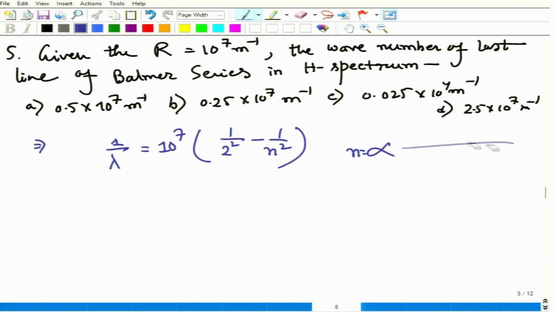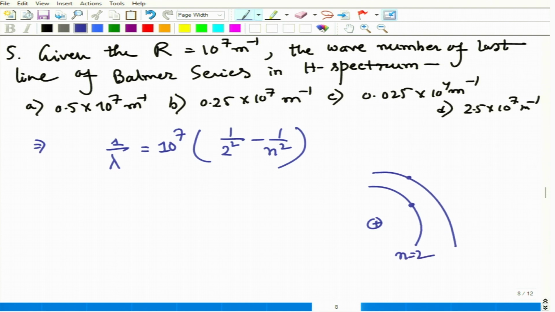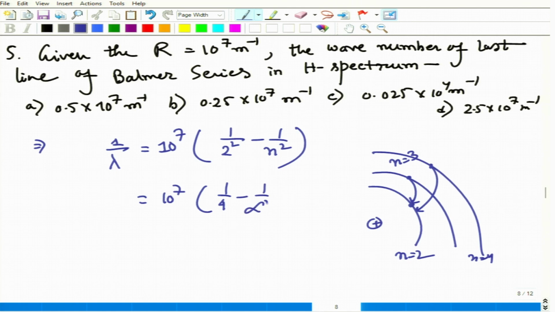Why? These things we have already explained in our class. Let's say again, if you want to understand, this is n equals 2, the second Bohr orbit. When the electron comes from n equals 3 to 2, the energy gap will be minimum in the Balmer series, and that will be the first line. Then the next line will be from n equals 4 to 2. So the last line essentially signifies n should be infinite.